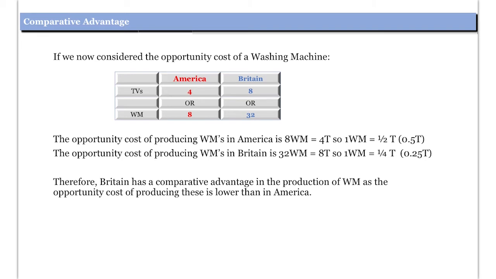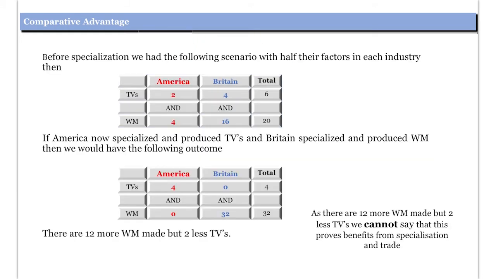Okay, now without using that data, I think you should be able to see it from the table anyway. You can see that here Britain is twice as good as America at TVs, but it's 4 times better at washing machines, and so that's the one that Britain has the comparative advantage in, and then America's going to have the other one. Look at this, and now compare it to what would be happening if they didn't specialize, and then what happens if they do specialize.